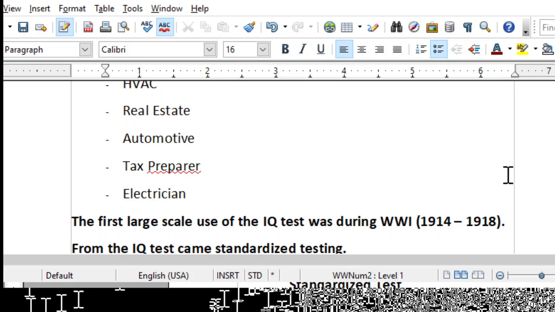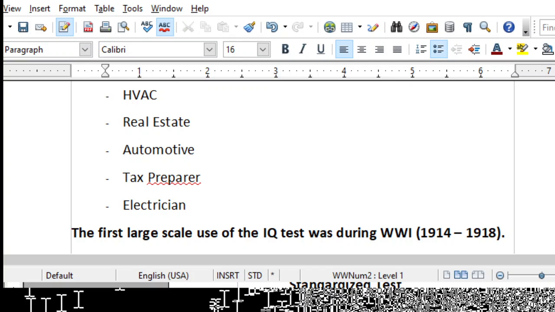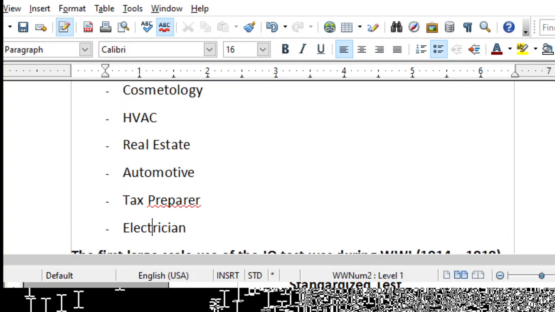So the PSAT, even if you don't plan on going to college, does prepare you to take tests for certain careers that require you to have a license. And I just listed some of those careers.